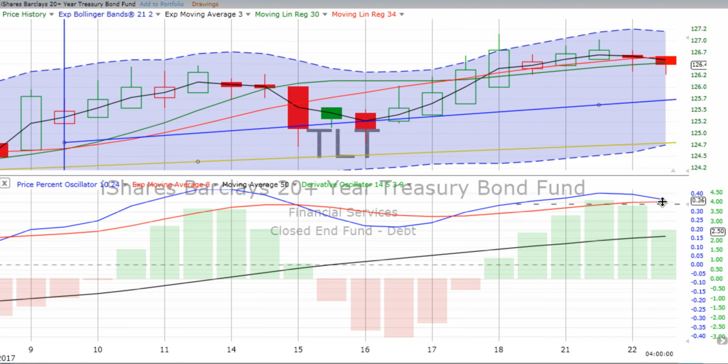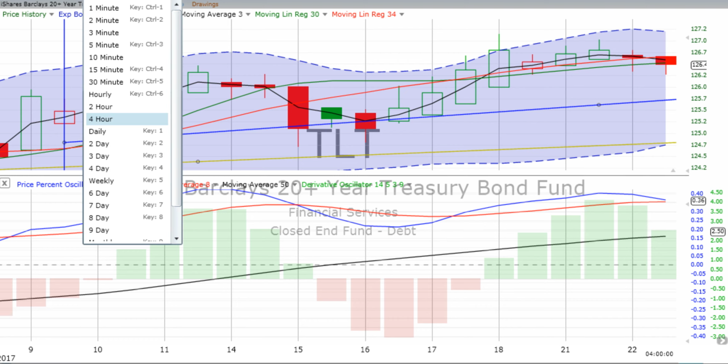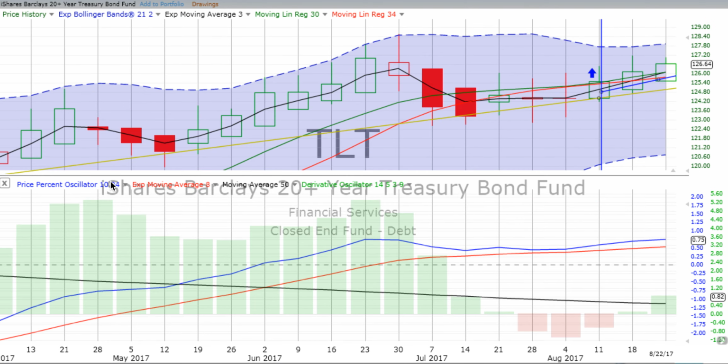along with the crossover in the PPO. If the PPO, the price percent oscillator, and the derivative oscillator both cross over at the same time, that is a real alarm bell, even on the 4-hour chart. Okay, back to the weekly chart. Let's continue to move through.